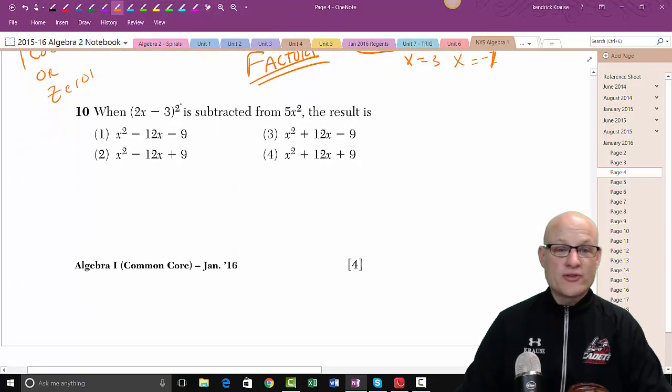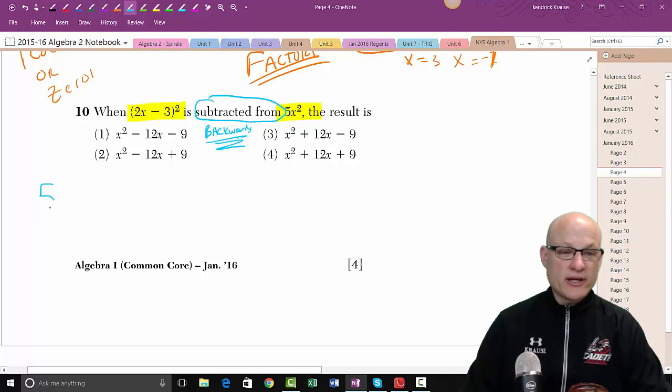All right, so this thing here is subtracted from this thing here. Subtracted from this right here means backwards. Don't forget, we are backwards. So what we're really doing is taking 5x squared and subtracting off 2x minus 3 squared. Now be very, very careful. This thing needs to be double distributed, and this negative is a huge problem. So the first thing we're going to do is double distribute this puppy.